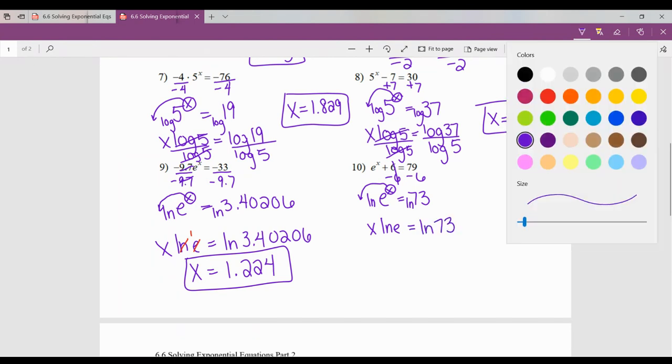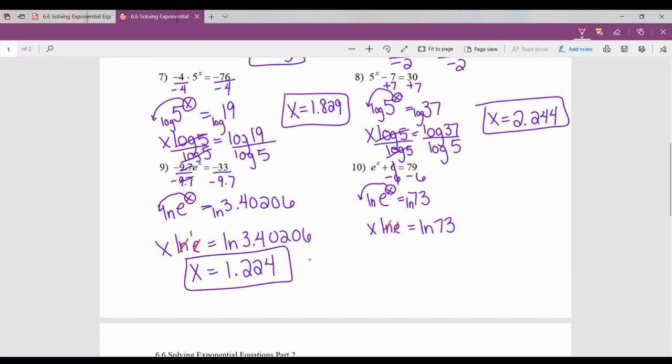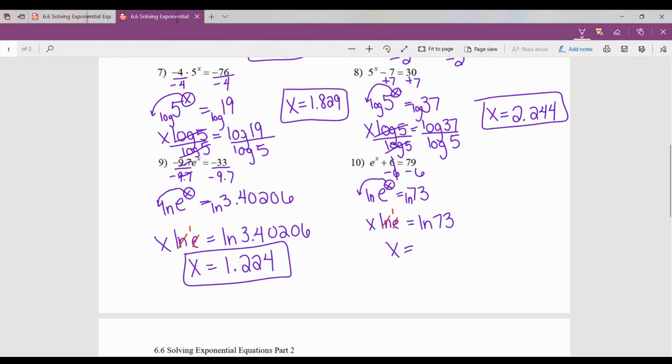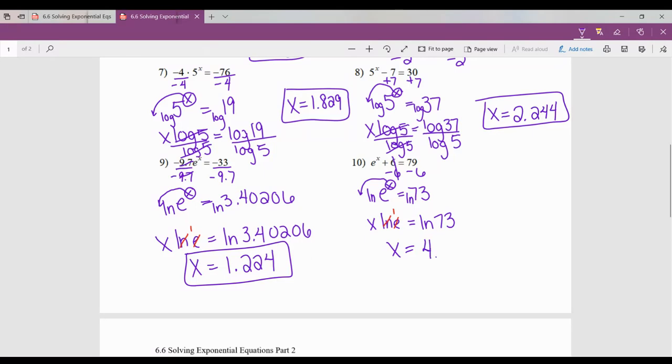All right, so e and ln are going to cancel each other out to be 1. x times 1 is 1x, so x equals ln of 73. So ln of 73 is going to equal 4.290.